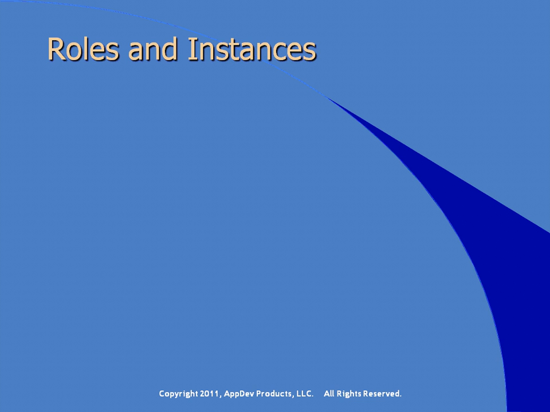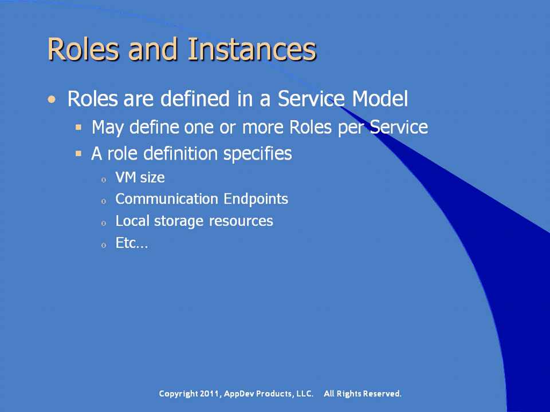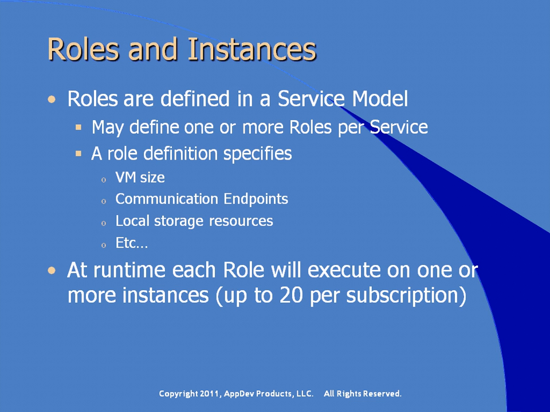So let's talk roles and instances. Roles are defined in a service model, and the service model defines the shape of a service, meaning it may define 1 or more roles per service. The roles it will have, currently you can define up to 5 roles per service, the endpoints it will listen on, and the types of VMs that will be run.